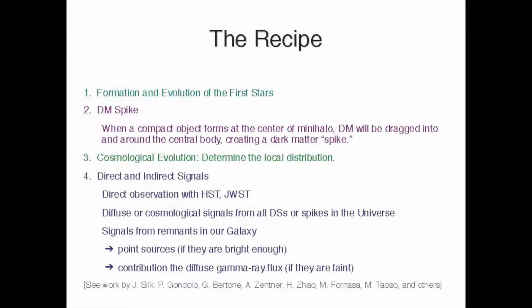So then we can talk about direct and indirect signals. So this could be direct observation, for example, with the James Webb Space Telescope. We could be thinking about looking for diffuse or cosmological signals, so if you think about all of the dark stars or their remnants and the dark matter spikes in the universe, or we could think about looking for these guys in our galaxy, so in and around the Milky Way.